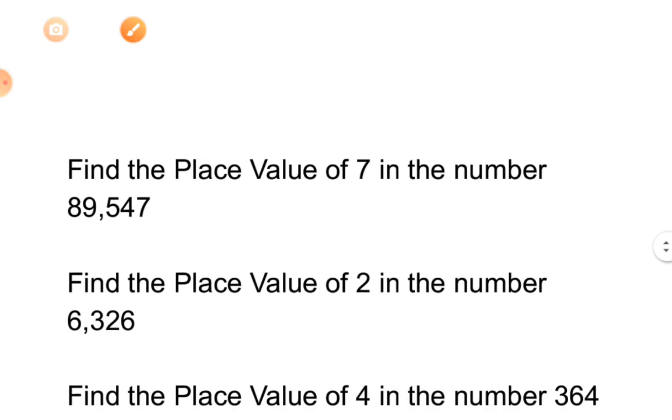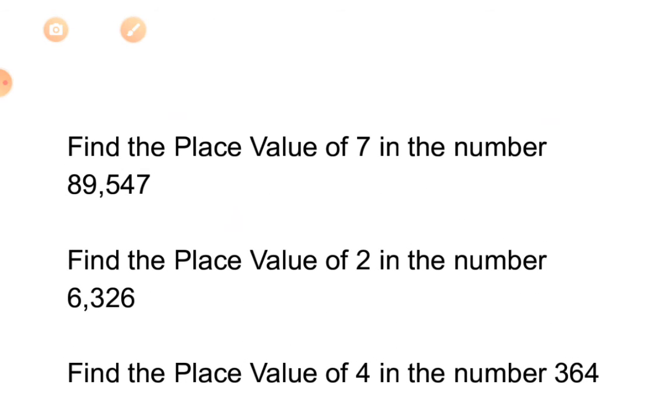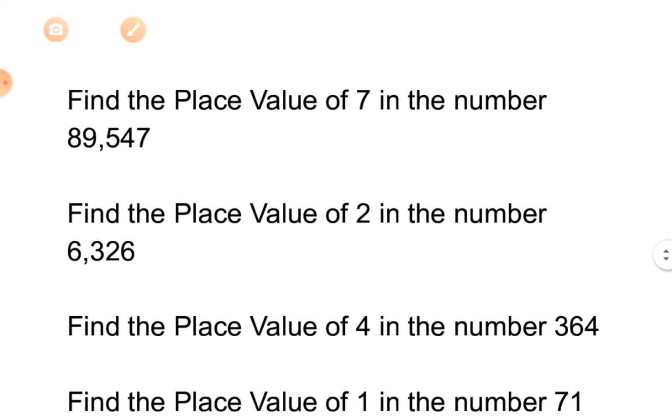Alright, so let's try this problem. Find the place value of 7 in the number 89,547. So, this is how they don't want you to use a place value chart. You're not meant to use a place value chart to find the value of it. Obviously, it's supposed to be in your head. So, I hope you took note of that place value chart from earlier in the video. So, the place value of 7 is obviously in the ones place because it's the nearest to the right. So, the place value of 7 is ones.